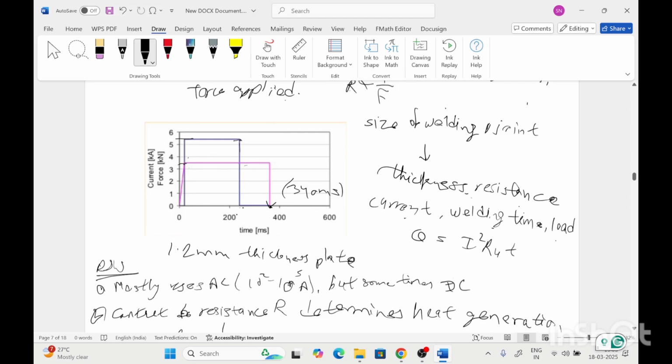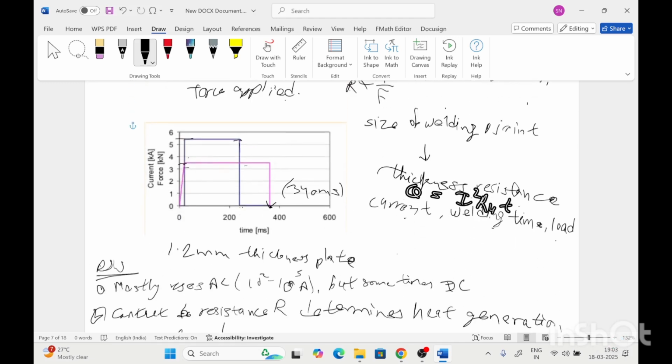After that the current is decreased, but the force is applied for a longer duration for cooling and solidifying of the welding joint. So this process generally happens in means one spot weld is created in around 340 milliseconds. So it is a very fast process.